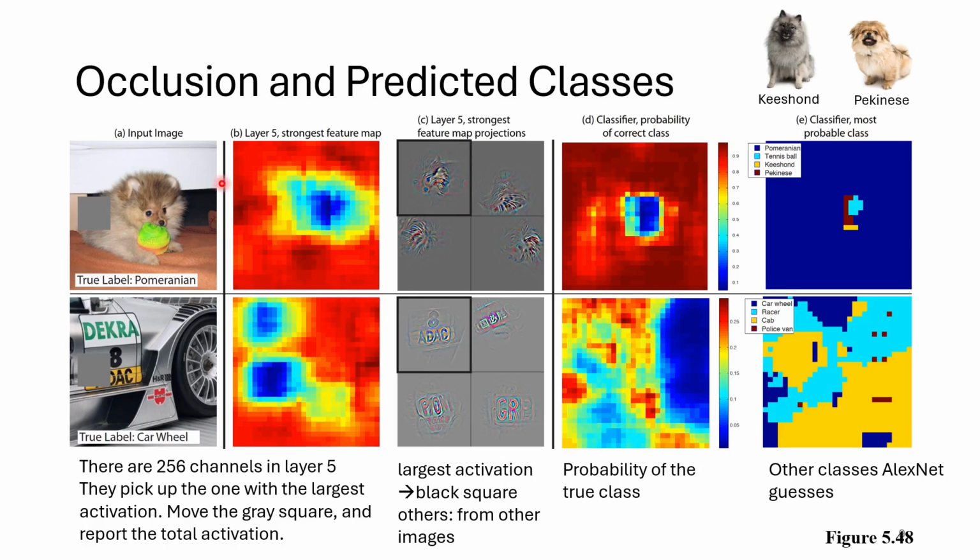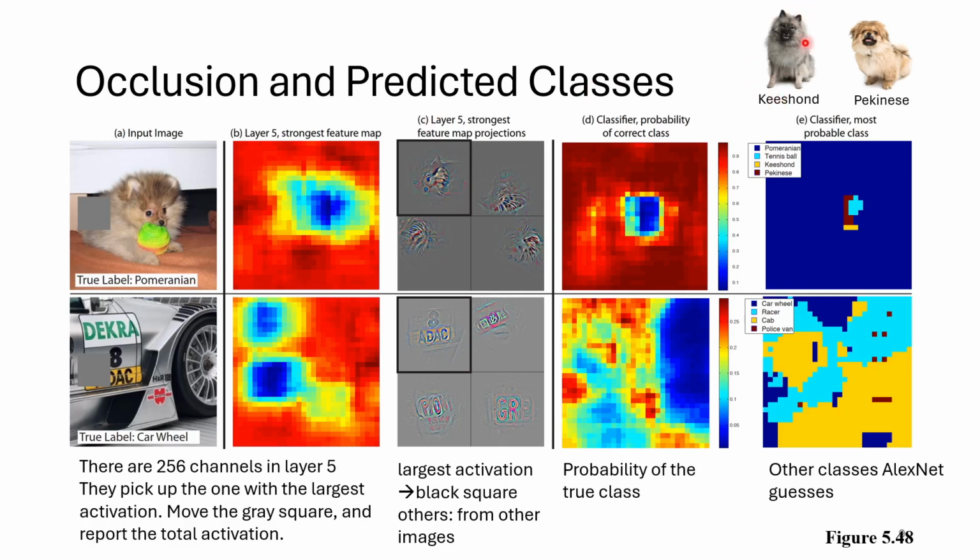But if they move the gray square to cover part of the tennis ball and part of the dog's face, what will AlexNet think? It thinks it may be a Chihuahua, another type of dog. Or it is an image of a Pekingese, also another type. Why? Because if you take a look at the three breeds of dog, their fur and their shape look quite similar.